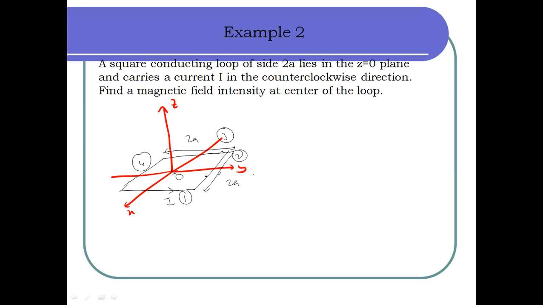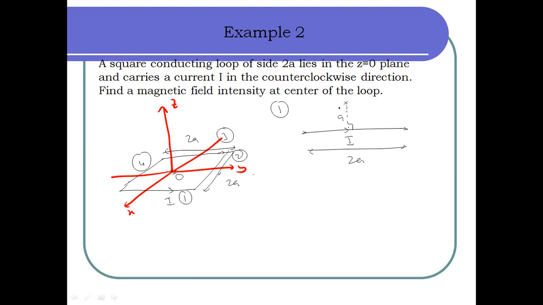So we need to find the H field contributed by each side one by one. Let's start with side number 1 first. Side number 1 is here, and that's the origin. We want to find the contribution of the current I for side number 1 to the point of interest, which is at the origin. The perpendicular distance should be A, and the length of the side is 2A.